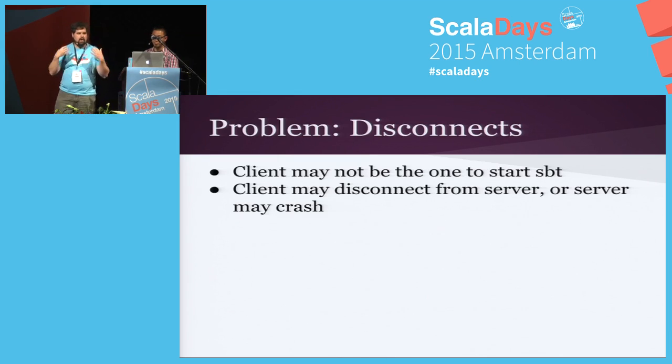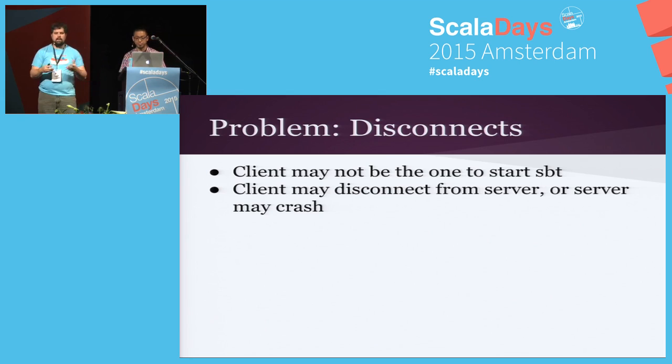But now we start to have problems, right? We're trying to do this distributed architecture. We have a few problems we have to solve that are kind of interesting. One is a client might not be the one to start SBT, so it's connecting to a live instance. So you need to design an API that can handle connecting to a live instance that already has state and get that state to the client.